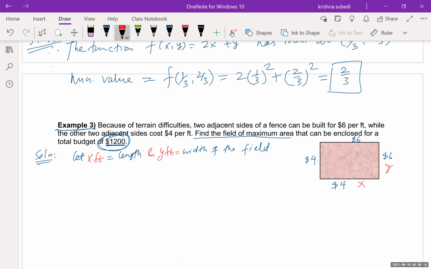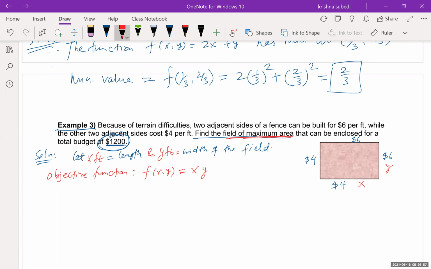Now, our objective function. What is our goal? What is our objective? The objective is to find the field of maximum area. Remember, our goal is to maximize the area. That is the objective function. f(x,y) is, what is the area of the rectangle? The area of a rectangle is x times y. So that is our objective function.